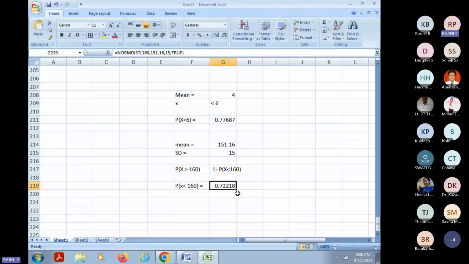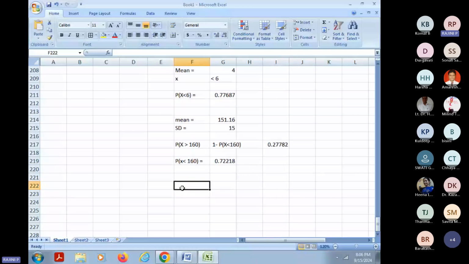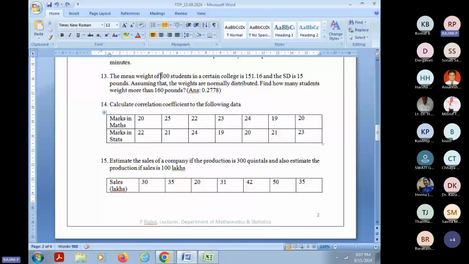Then how can we get this? The probability of x more than 160 is equal to 1 minus x less than 160. You'll be getting the formula. So what is that? You'll be getting the answer 0.2782. They're talking about the number of students. Okay, number of students. So number of students means how many out of 500. How many students' height is more than 160? Sorry, weight is more than 160 pounds.